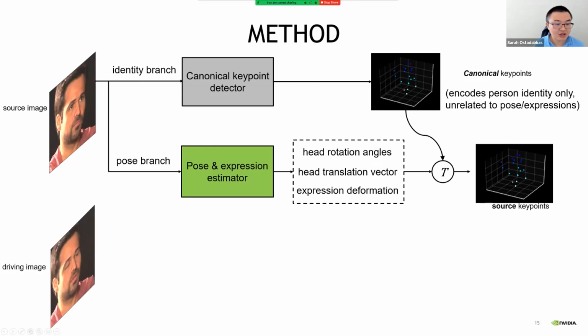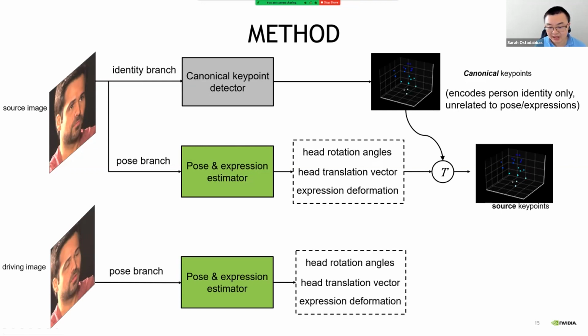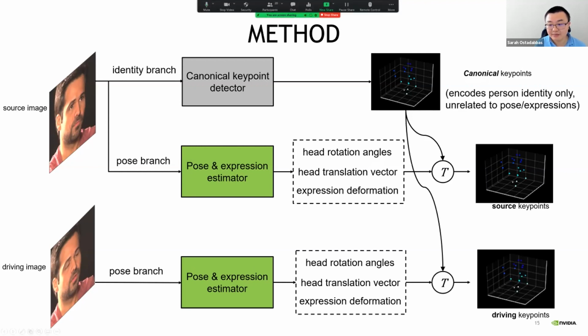And for the driving image, because we know that it's going to be from the same person, we don't need to apply the identity branch again. We just do pose expression estimation, and we have this head pose angle, translation vector, expression deformation, and by combining with the canonical key points, we have these driving key points. And in an earlier slide we showed how we use these to learn the motion field, right? So now we have them.